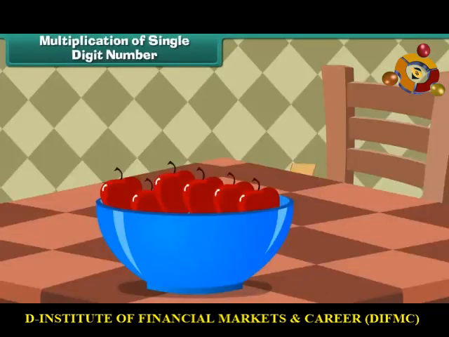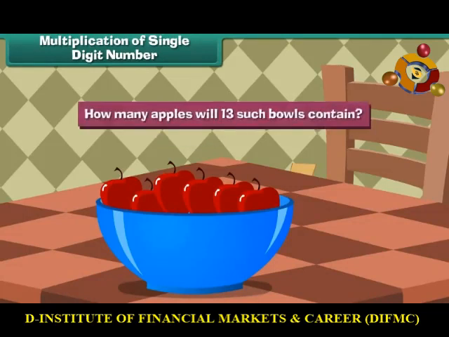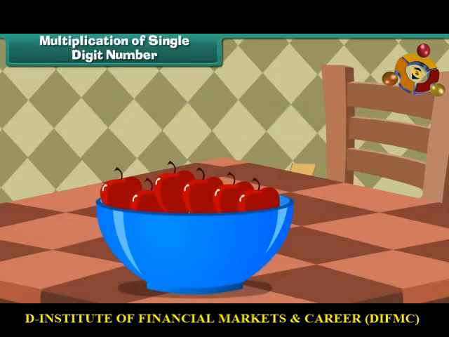Multiplication of single-digit number. One fruit bowl contains 6 apples. How many apples will 13 such bowls contain? We must multiply 13 and 6 to find the answer.